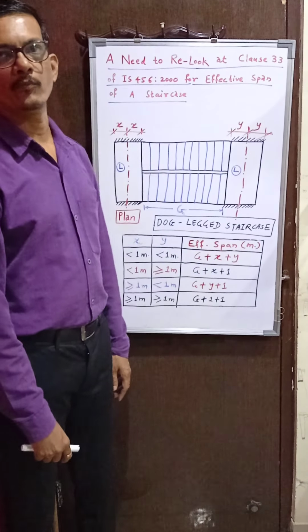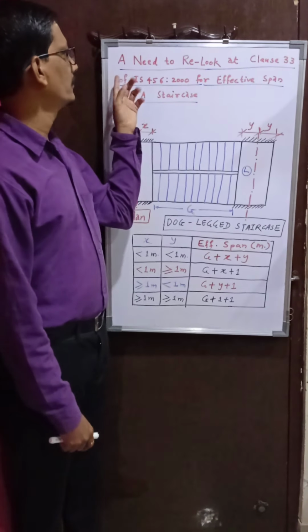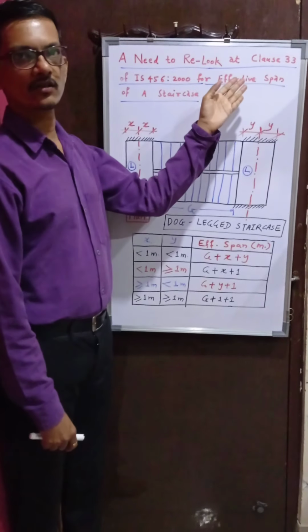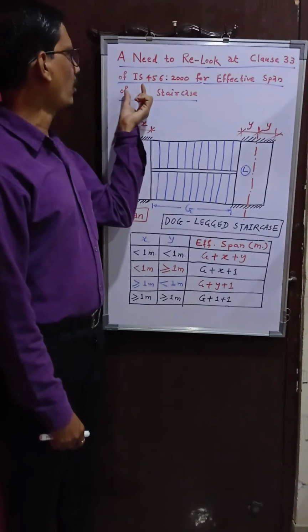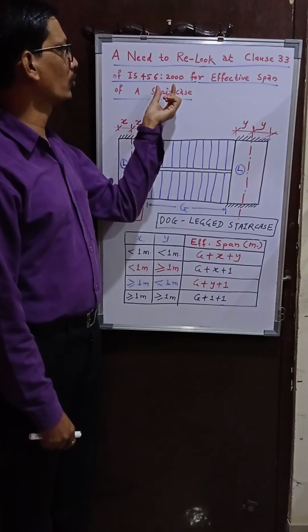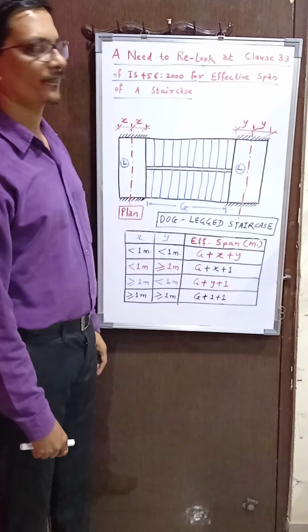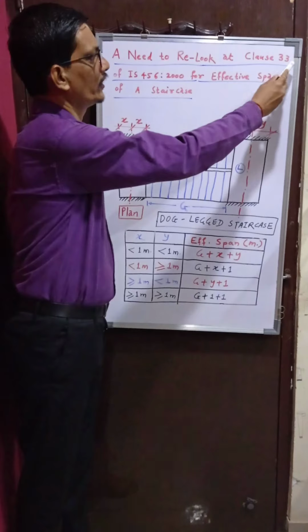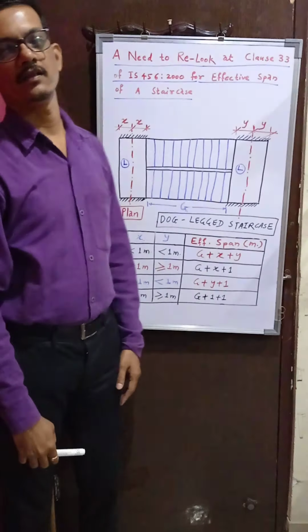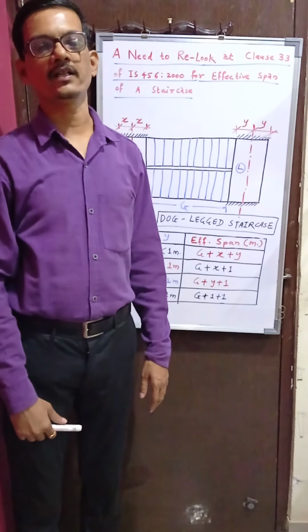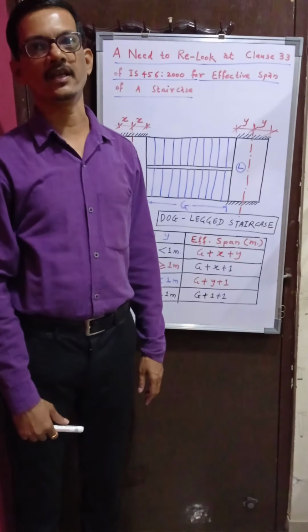Hello, I am going to talk about a topic: a need to relook at clause number 33 of Indian Standard 456 2000 for the effective span of a staircase. In clause number 33 of IS 456, they have given how to calculate the effective span of a staircase.